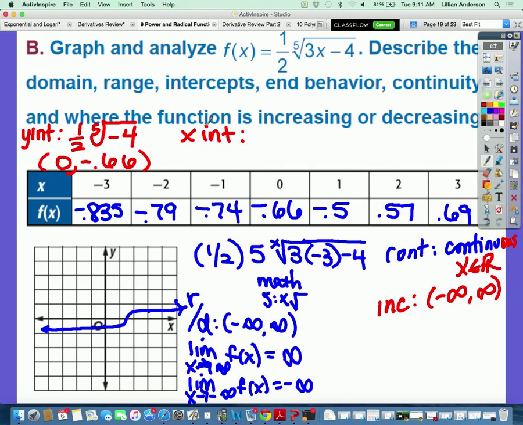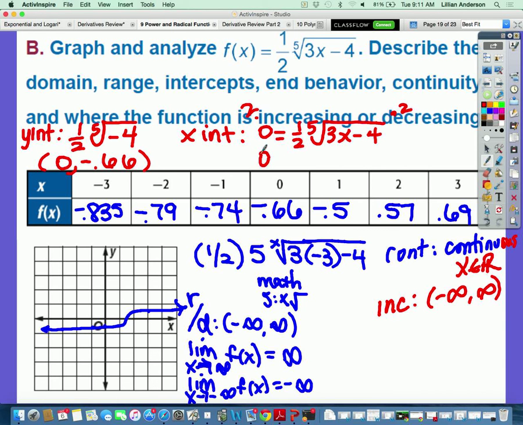You plug in 0 for y. So I have 0 equals 1/2 the fifth root of 3x minus 4. I gotta get x by itself. So to get rid of the 1/2, I'm gonna multiply both sides by 2.